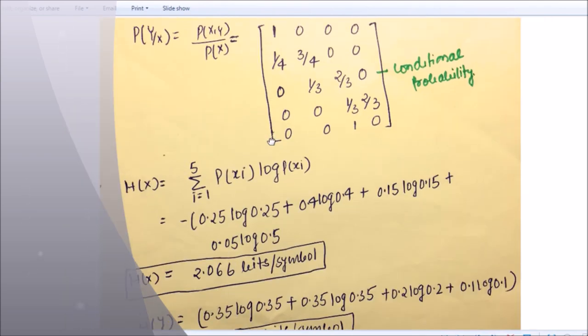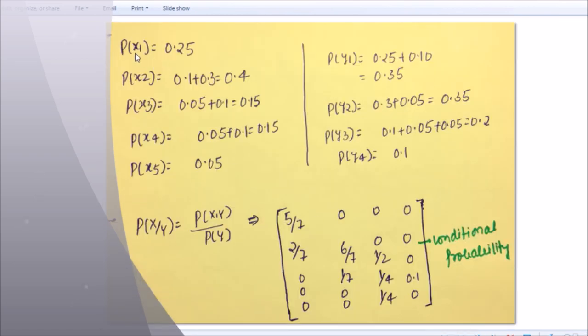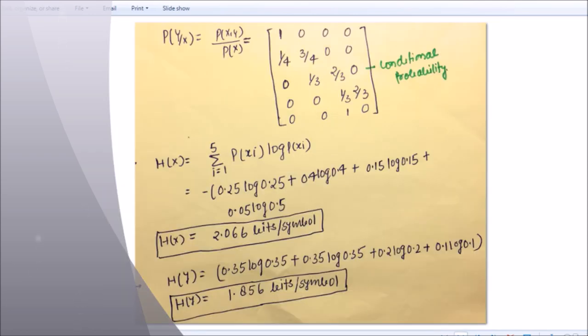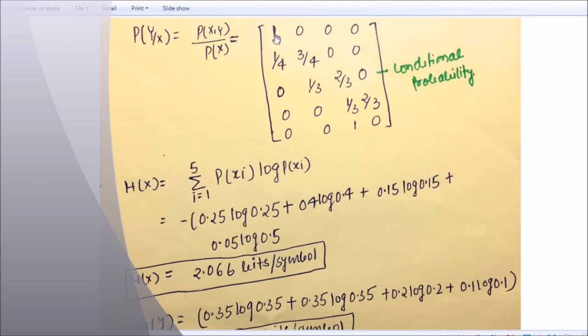Now same way you will get P(Y|X) is equal to P(X,Y) divided by PX. This is called conditional probability, P with respect to X. Take every element and divide the rows: all the elements of the first row with PX1, all the elements of the second row with PX2, all the elements of the third row with PX3. Our first element is 0.25 and PX1 is 0.25, so after dividing 0.25 by 0.25, I will get 1.